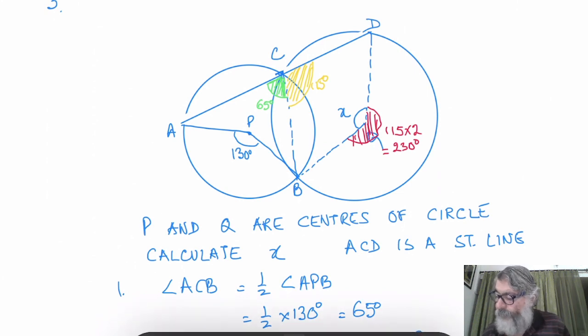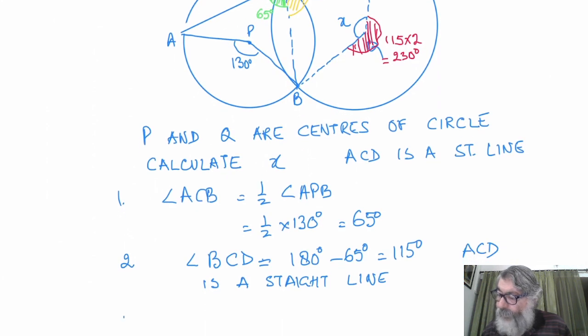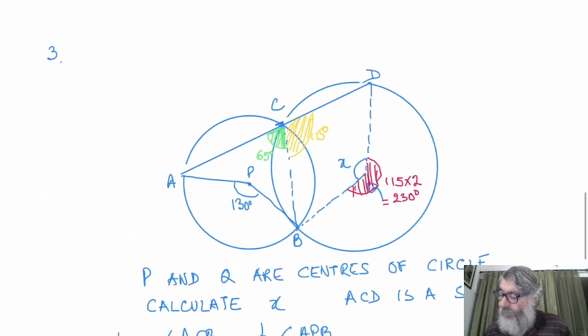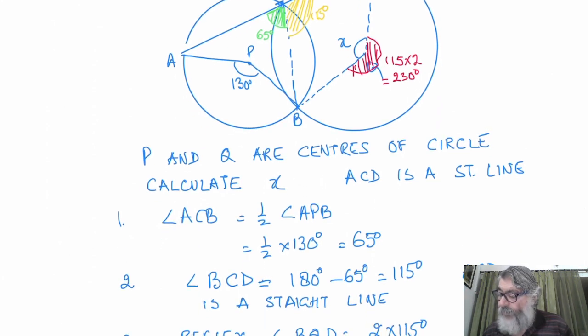Okay. Next, we have got 115, so we will say reflex angle BQD is 2 into 115. Double angle property. The angle subtended by the arc at the center is double the angle which it subtends in the remaining part of the circumference. It is 230 degree.